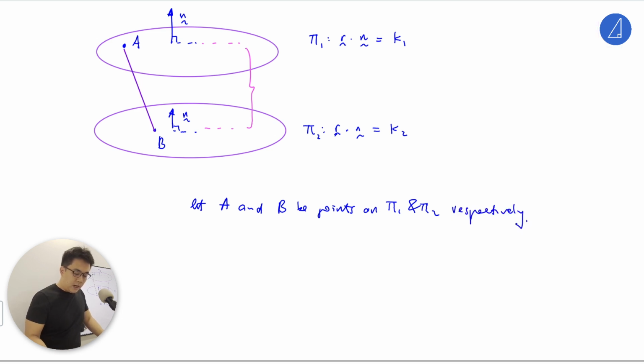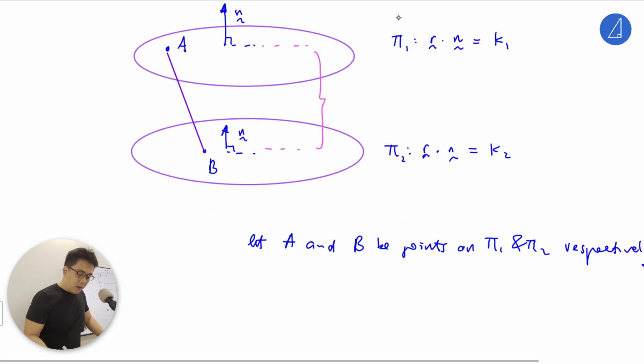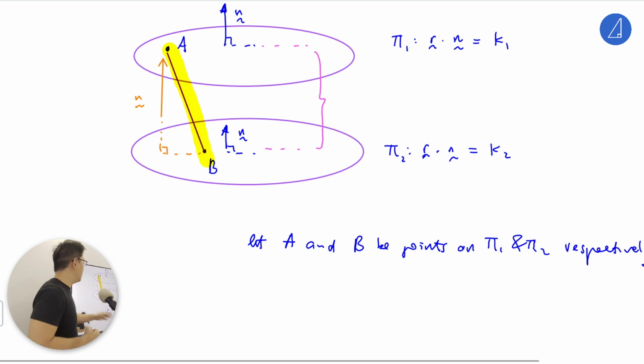you draw this. Now what we want is to force a magic triangle out. So we have the vector A to B. Then we have the normal vector here. The normal vector doesn't have to subtend the entire thing, but it could be like that. Now we can invoke magic triangle.